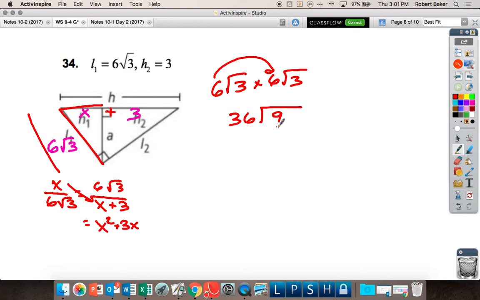That can be simplified. So 3 times 3. The square root of 9 is 3. Then you have to keep multiplying. 36 times 3. Look at all these layers. Minus 108 from both sides. And then you factor.